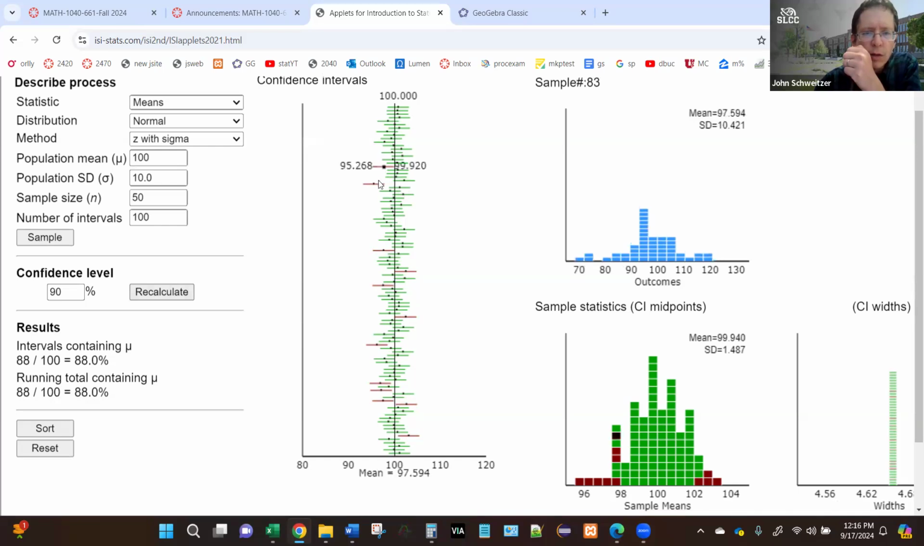So let's see, 1, 2, 3, 4, 5, 6, 7, 8, 9, 10, 11, 12 misses. Okay, so we're expecting about 10 misses. We get 12 misses. There's randomness here, so it's not going to be exactly 10, but pretty close to 10 misses, right? Okay, so you guys are kind of getting the picture here.